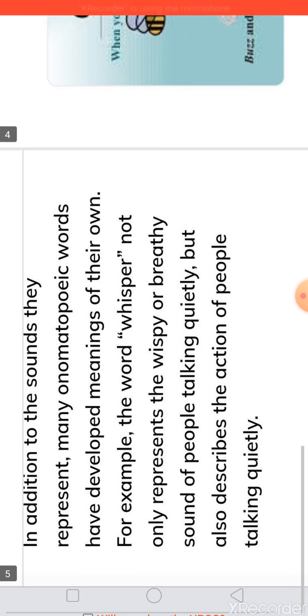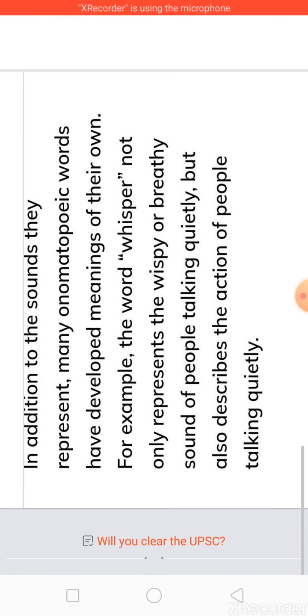So in addition to sound, these words also refer to action. Many onomatopoeic words have developed meanings of their own. For instance, the word whisper. The word whisper not only represents the wispy or breathing sound of people talking quietly, but also describes the action of people talking quietly.